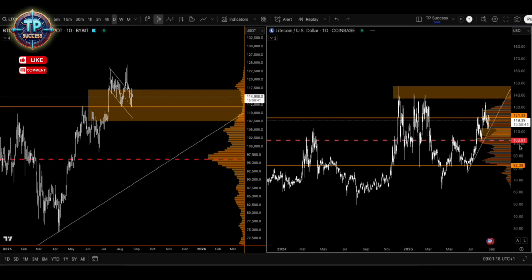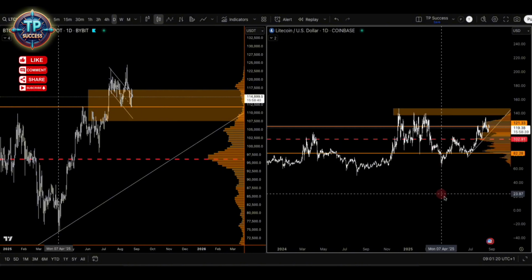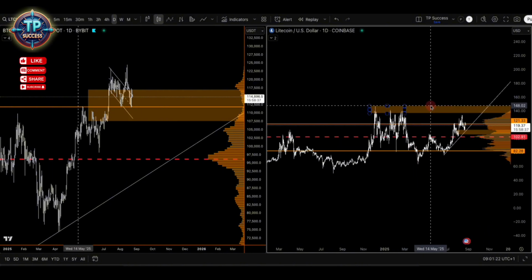If we look at it overall, the main ceiling that it will need to take out is 148.02. Once it clears that level, which I believe it will, okay, then that is a signal to say that it is going to be on this continuous journey to the upside. So there's no reason for me to worry in regards to what I think Litecoin may or may not do. As it stands, I am bullish on Litecoin, okay?